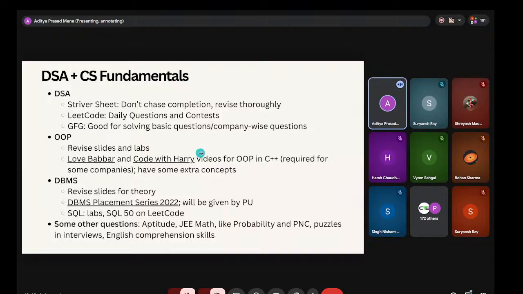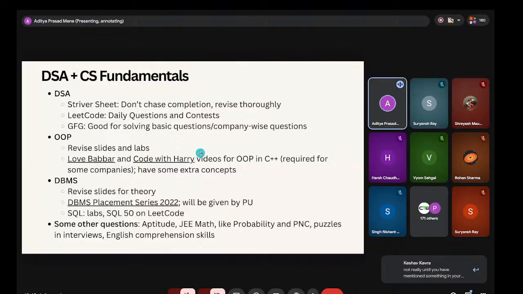DBMS: revise slides for theories. I was one of the DVSTs, those of you who have seen me roaming around in the labs. This is another playlist by Love Babbar. Again, it will be given to you in one of those docs, so just look out for that.